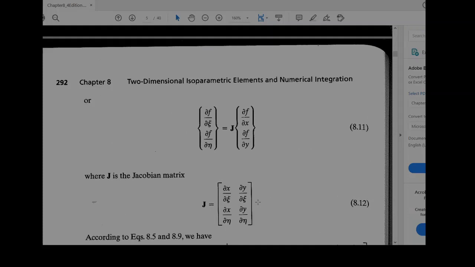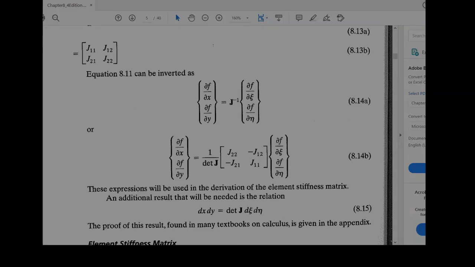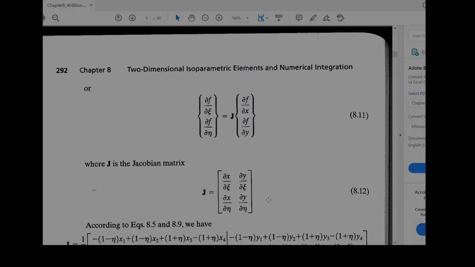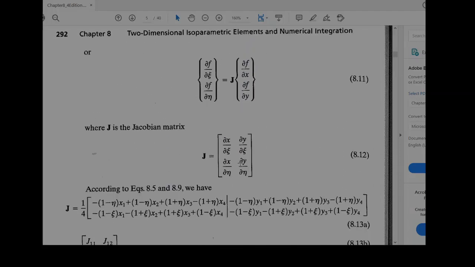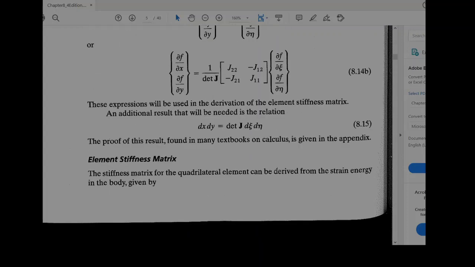If you look at the Jacobian here, what it boils down to is essentially the determinant of the Jacobian, essentially this times this minus this times this. Okay, so that's essentially what that boils down to. That's, like I say, the Jacobian stuff.